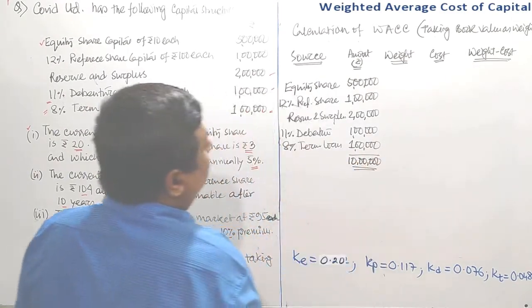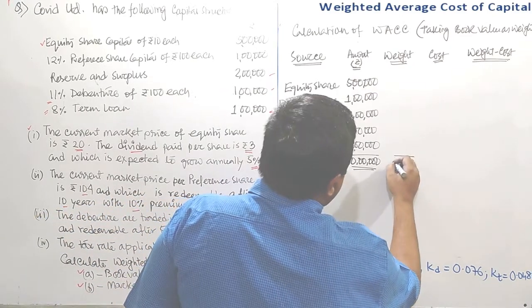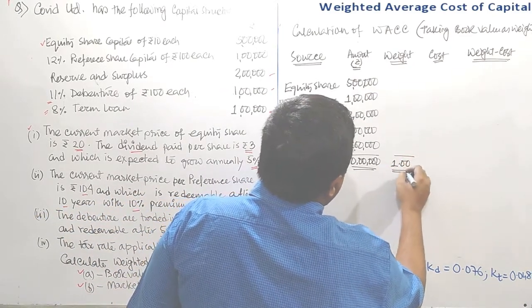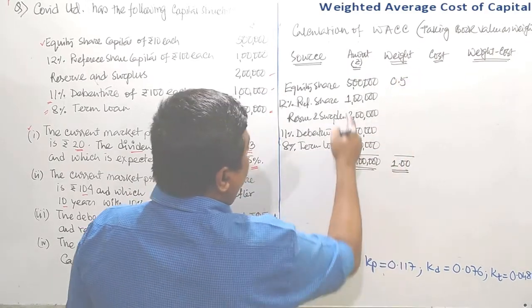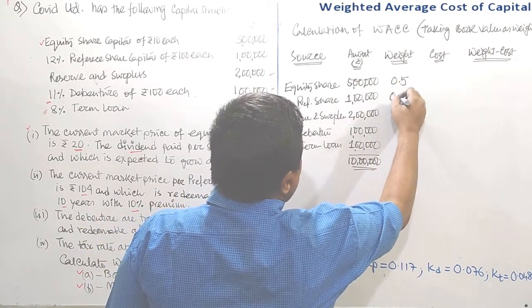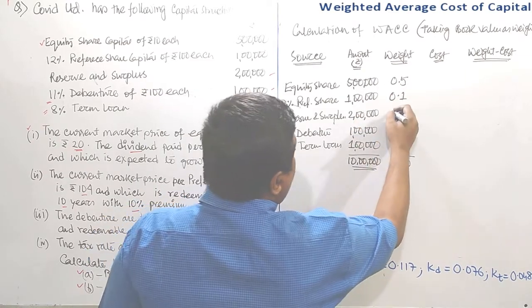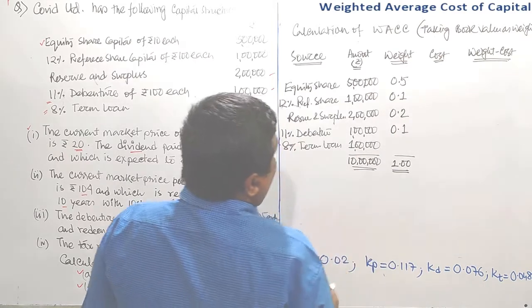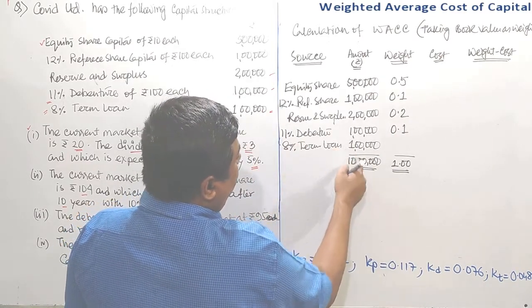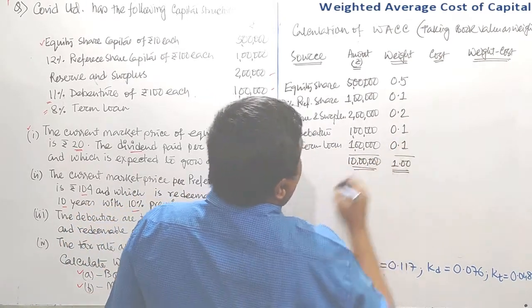Now, based on that, we are going to compute the weight. As you know, 10 lakhs you have to consider as 1. Then 5 lakhs by 10 lakhs, you are getting over here 0.5. 1 lakh by 10 lakhs is 0.1. 2 lakhs by 10 lakhs is 0.2. 1 lakh by 10 lakhs again is 0.1. Again in case of term loan, 1 lakh by 10 lakhs, you are getting 0.1.